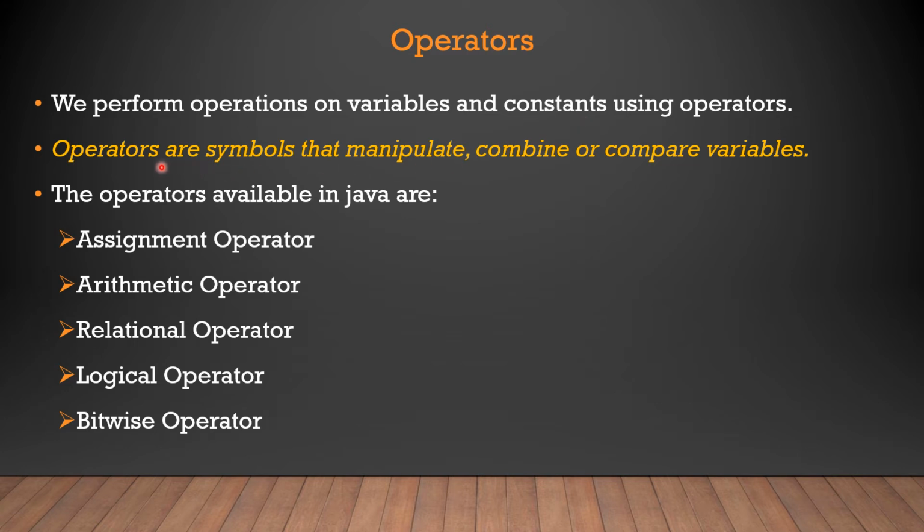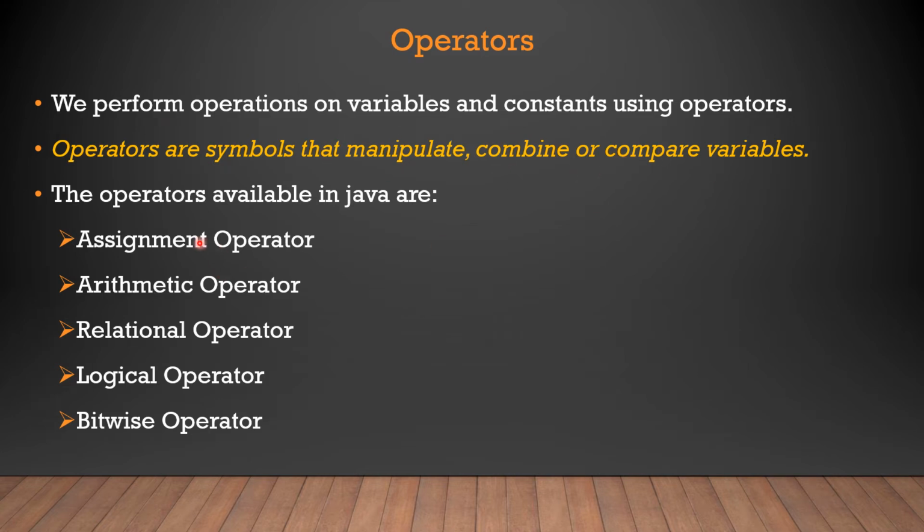Operators are symbols that manipulate, combine, or compare variables. So basically, what are operators? These are symbols like plus, minus, divide. All these are symbols, so they are operators. And what do they do? Basically, they manipulate, combine, or compare variables. It means they have to do operation on the value of a variable. So they either manipulate, combine, or compare the variables.